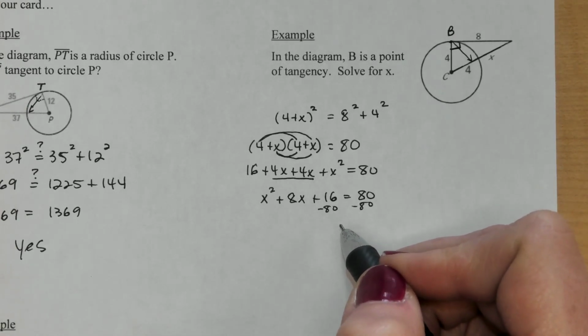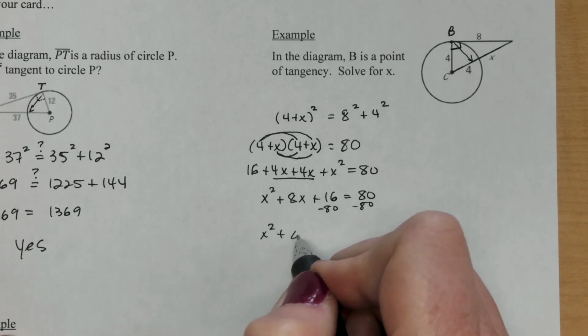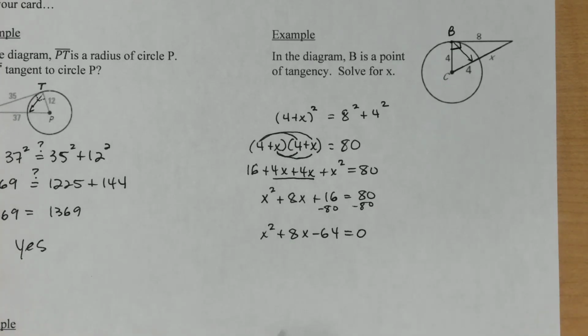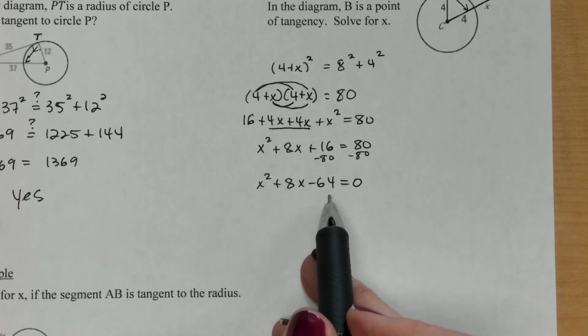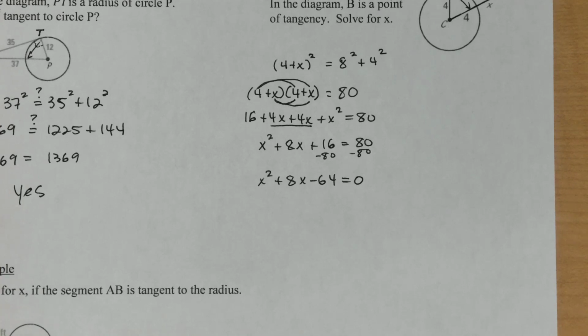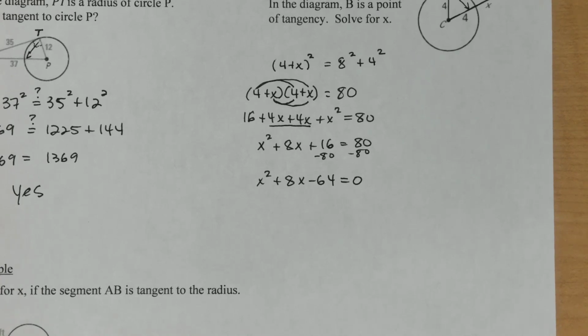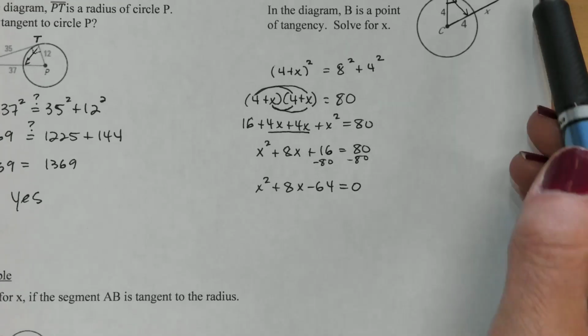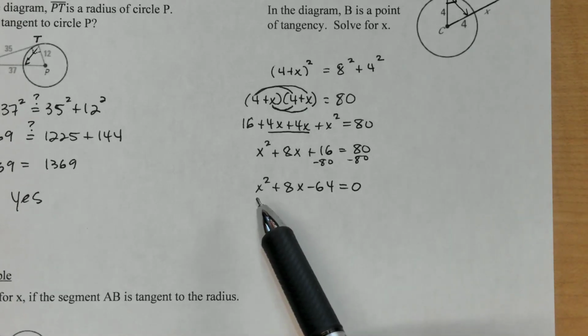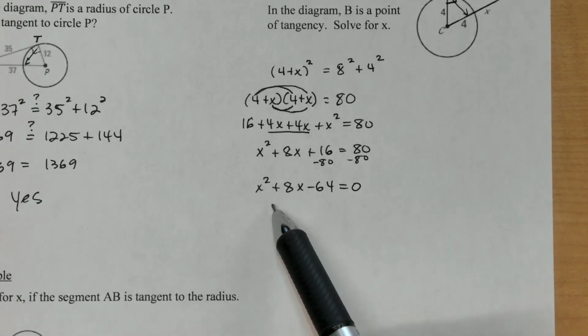So 16 subtract 80 gives me negative 64. And now you've got a squared, a non-squared, and a number. This is going way back to Algebra 1. We are going to do the quadratic formula in order to solve this. We are still trying to figure out what is that value of x right there. And in order to solve this, we either need to factor or we need to do the quadratic.